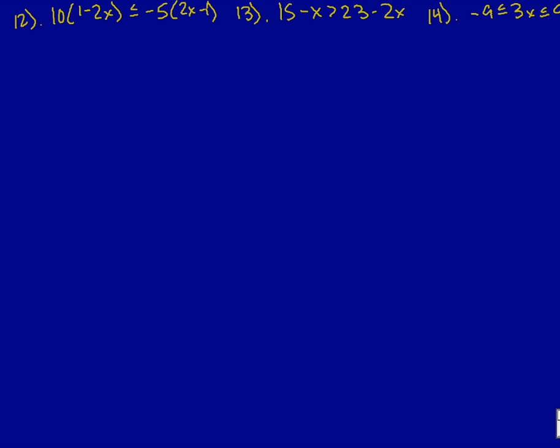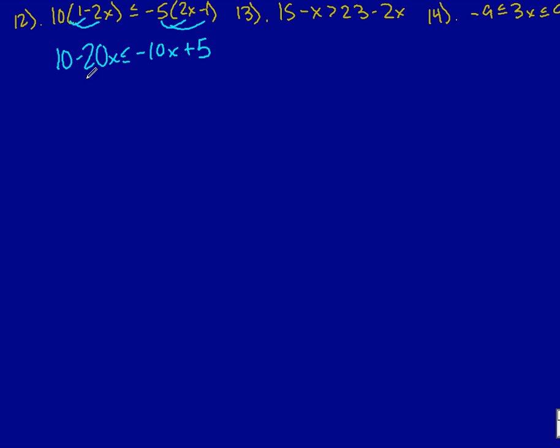Okay, the next set. Number 12 is probably the toughest one on here. I need to distribute through first on both sides. On this one, I'd have 10 minus 20x. I'll have negative 10x plus 5. Okay, from here, no, that's negative times negative gives you positive. What I'll do from here is I need to see, well, am I going to want to add 10x or add 20x?